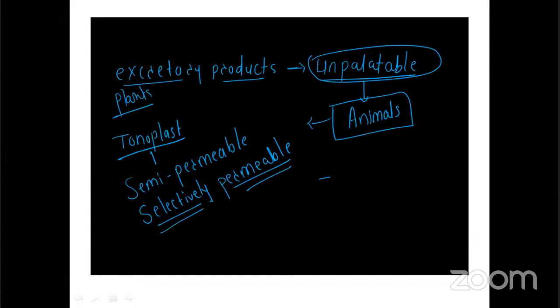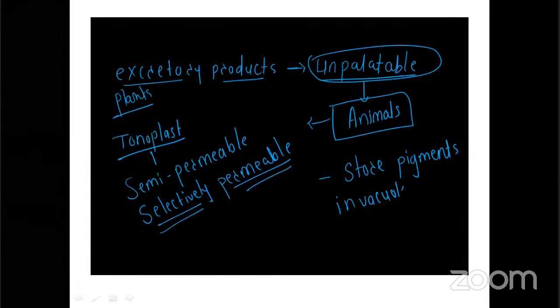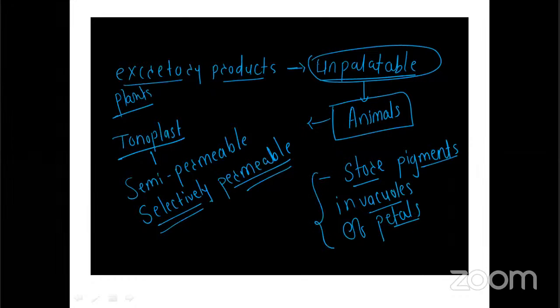Some plants store pigments. Pigments means colored substance. Store pigment in vacuoles of petals. Due to the storage of pigment in the vacuoles of the petals, petals become colored. So petals are colored due to the presence of the stored pigment in them, right?